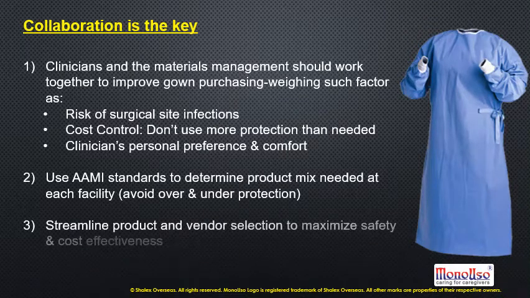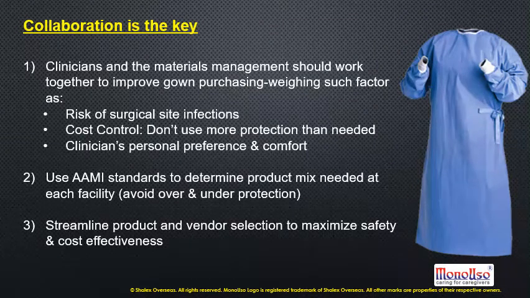When you weigh these options, you will be able to reach the right decision as to what AAMI levels for gowns are required for each facility. As overprotection shall be avoided, underprotection is a strict no-no. Once the right mix of surgical gown is chosen, the materials management shall streamline the product and vendor selection by adopting a rate contract system for consistency of quality and cost.